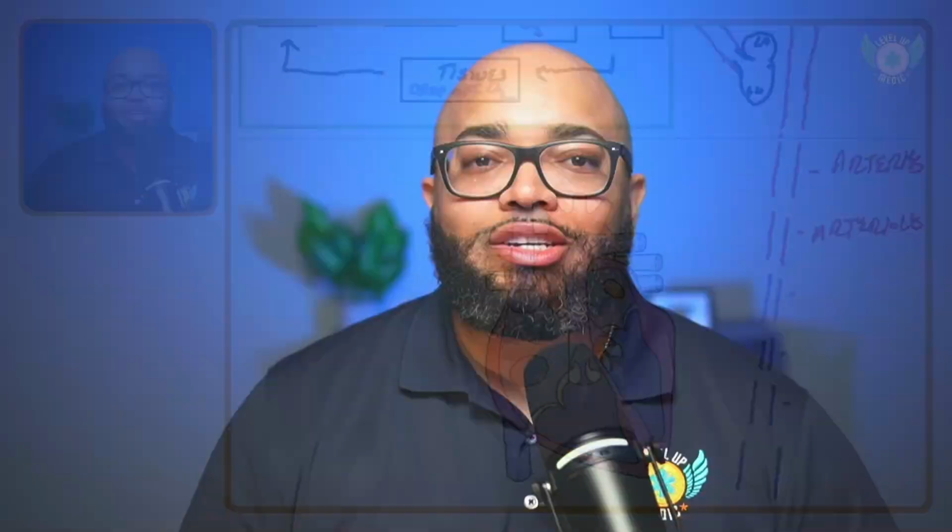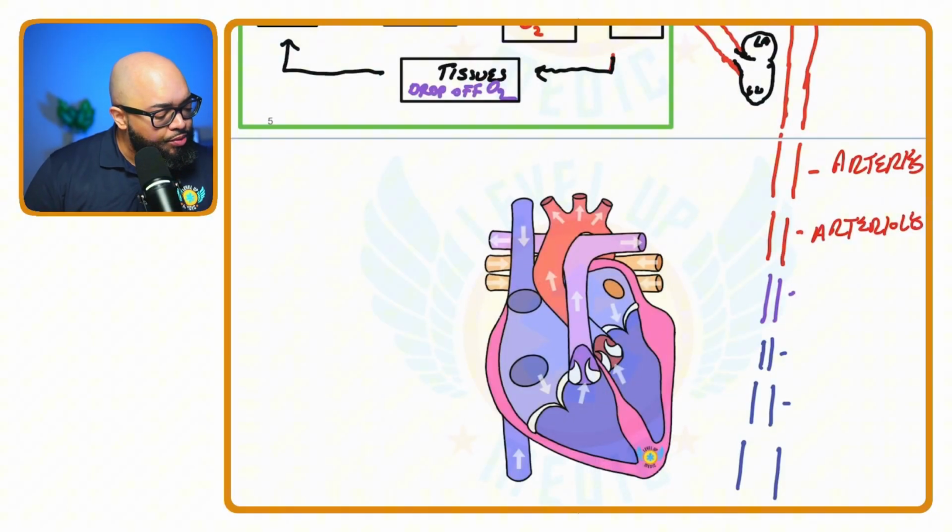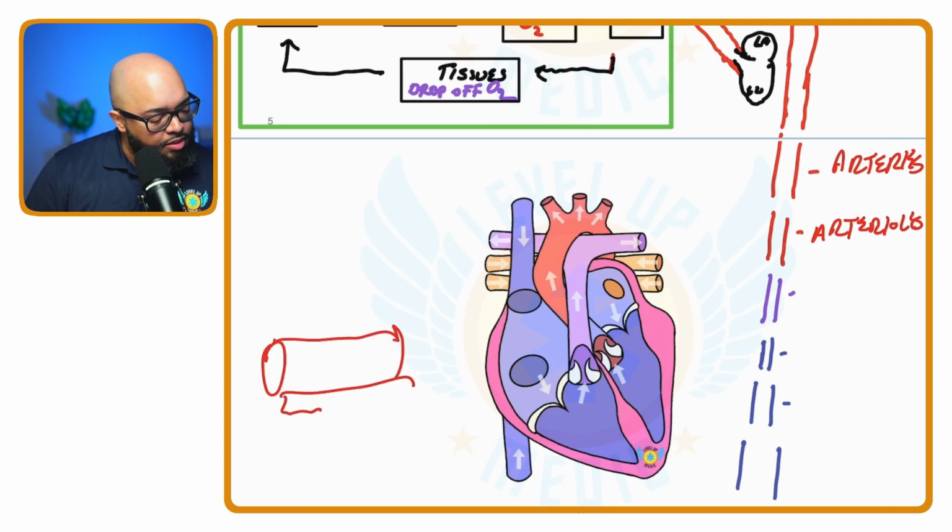Now, what do we know about the arterioles? The arterioles are what are known as the resistance vessels. When we say resistance, those are the ones that are involved in regulating blood pressure. Those are the ones that have smooth muscle around them. Let's just draw that for you. We have a blood vessel here, and then surrounding the blood vessel is smooth muscle.